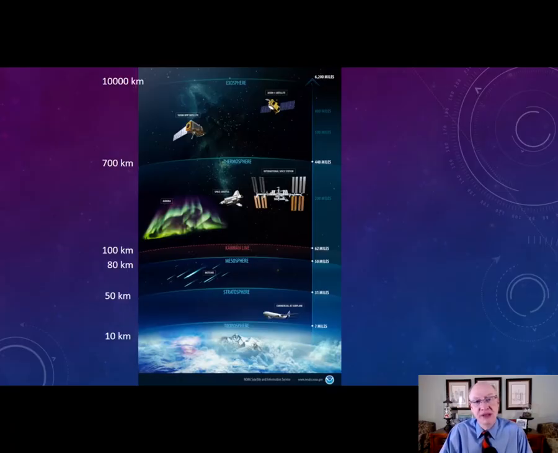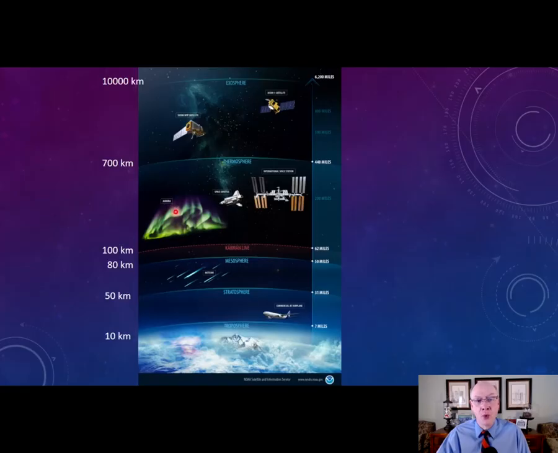You might remember me mentioning that in a previous lecture, that it's this artificial line that's drawn for contest purposes and other reasons to say that above that line you're in outer space and below that line you're still in the Earth's atmosphere. The thing about the Kármán line is that the Earth's atmosphere doesn't stop there. The Earth's atmosphere continues above that.